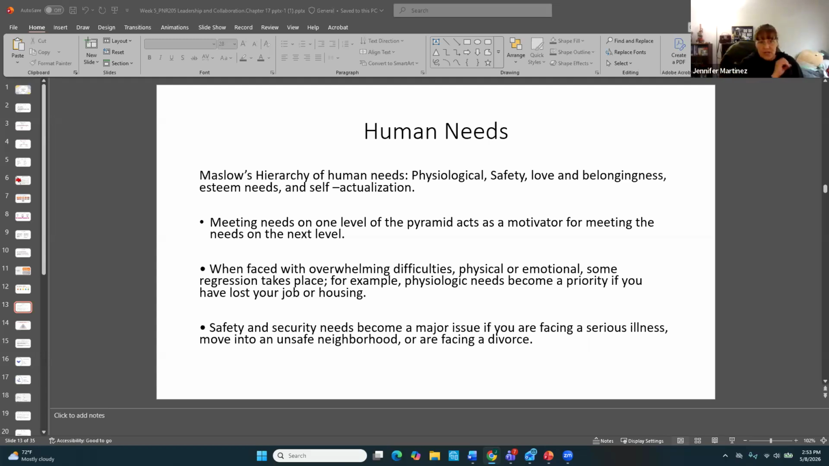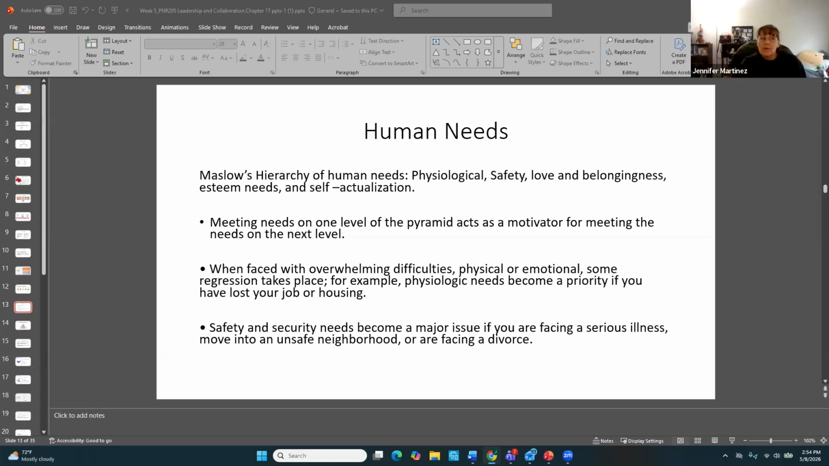When we use Maslow's hierarchy of needs, meeting needs on one level of the pyramid acts as a motivator for meeting the needs on the next level. So what does that mean, right? If all my physiological needs are met, that is a motivator to get to the next level. Once I meet my physiological needs, then that's a motivator to meet my safety needs, to meet my love and belonging, right? Continue to move up that pyramid.